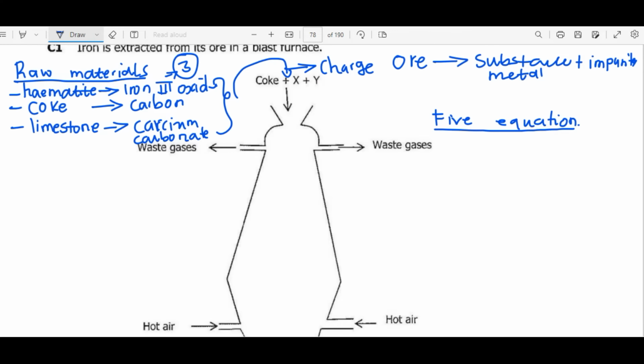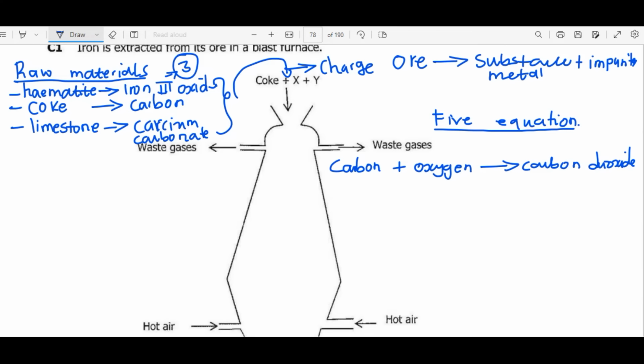So the first one, first we'll look at the formation of the reducing agent. The reducing agent during the extraction of iron is carbon monoxide. So how do we make carbon monoxide? First we need to look at the first equation. The first equation is the reaction between carbon plus the excess oxygen, and the product here is carbon dioxide. So this is our first equation that we'll focus on here.